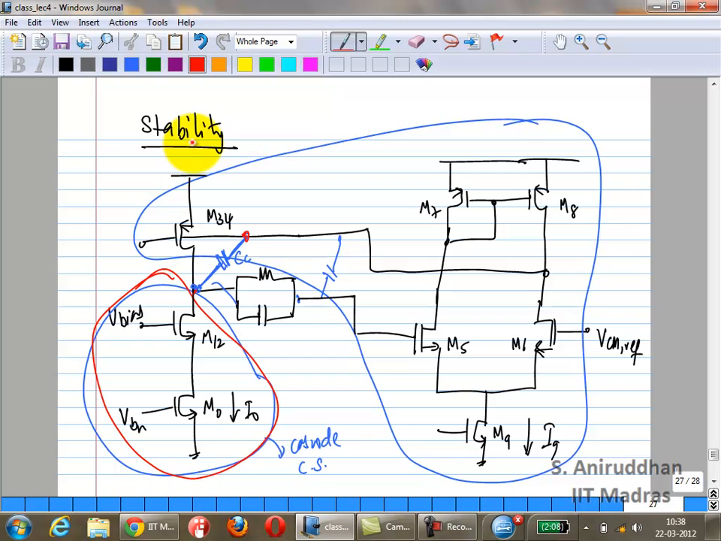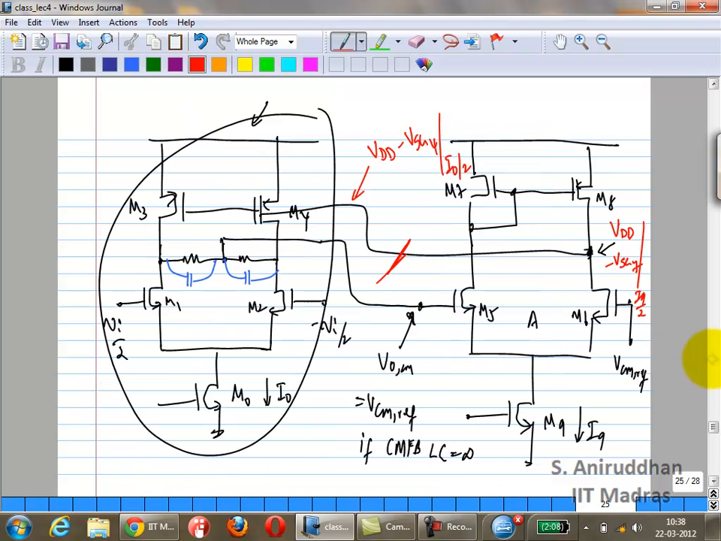You'll have two capacitors. What is the value? CC by 2. Only then, if you fold over, you have two capacitors in parallel, and it adds up. Correct? So in the differential mode picture, you have two capacitors of value CC by 2 between drain to gate of M3 and M4 respectively. Is that clear to everyone? Okay.